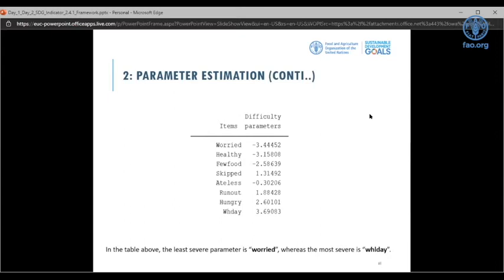So the item parameters, or the difficulty parameters, are estimated using the model and arranged by the model from least severe, which is worried, to the most severe, if someone goes without food for the entire day. So as you can see here, we go from the least severe to the most severe condition. Again, let me clarify. Once you input all the information for the eight FIES questions into the model, these difficulty parameters will be automatically estimated. So you don't have to go through a complex analysis. You only have to run the model, and it will itself estimate all these parameters for you.